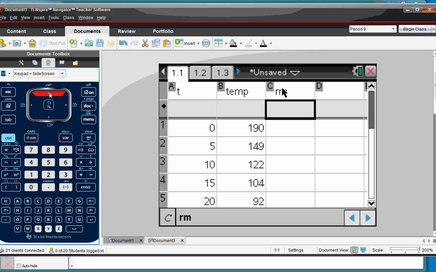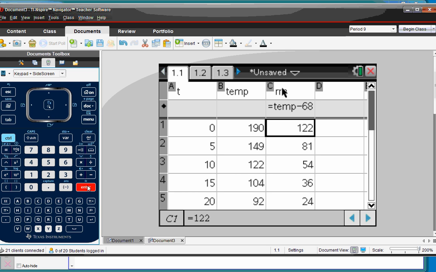Do we understand that? So what we're going to do is set an equal sign here, and that equal sign is going to be equal to my temperatures minus 68 degrees. And why am I taking minus 68 degrees? What's the significance of 68 degrees here? It's room temperature. And when I press enter, check it out. It automatically does it for me.